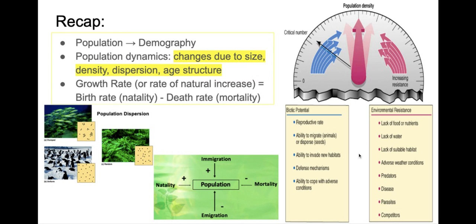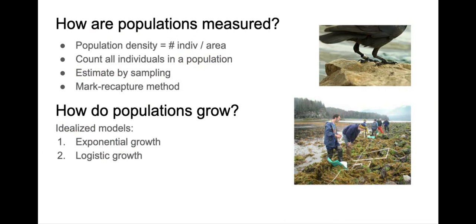Here is another beautiful picture that will show you, we're going to get back to this picture in a moment, how population density stays at a specific amount because of the biotic potential of the individuals or the population in general, and then some environmental resistance that the population has.